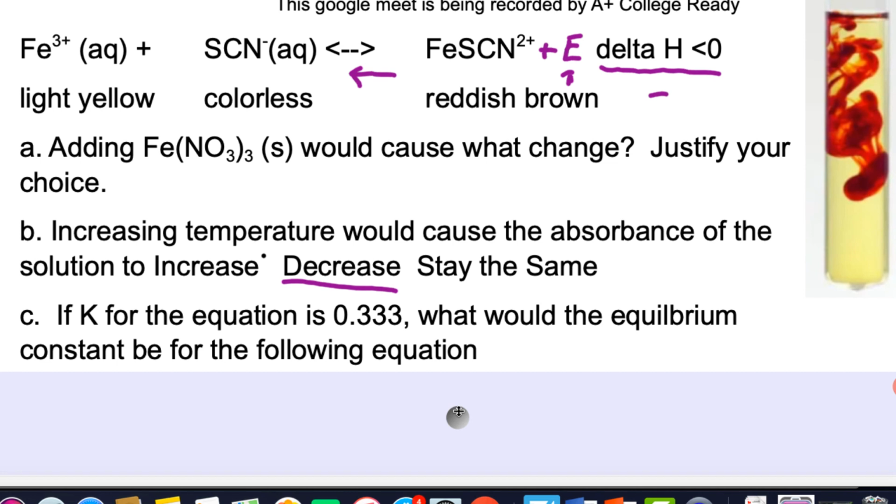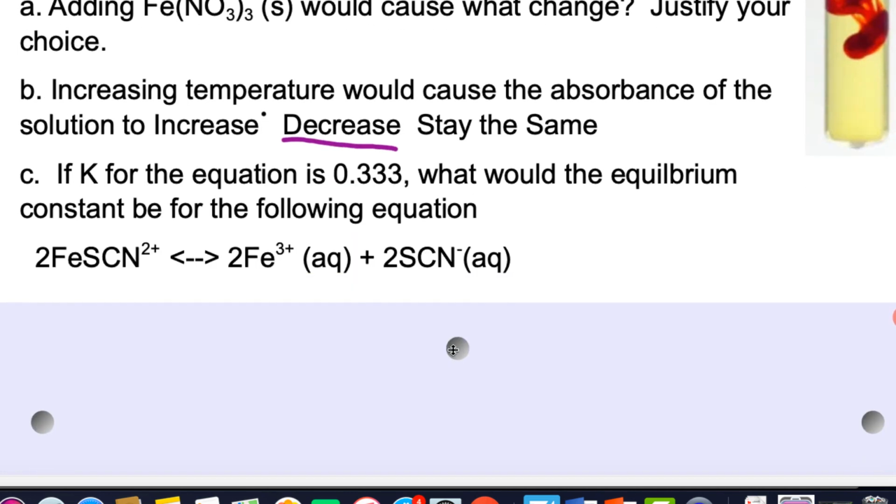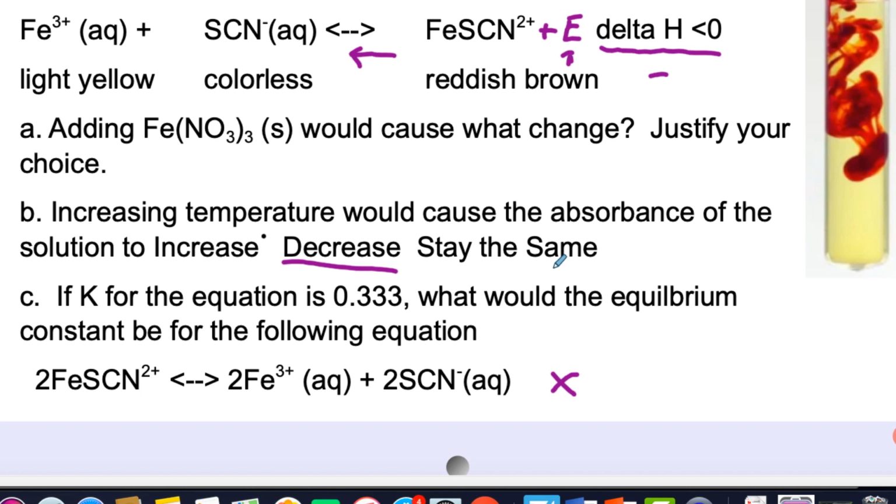They might ask you, here's a value for K for this equation. What would the equilibrium constant be for the following equation? So they give you a value for K, and they say, look at this equation. Well, what they're going to ask you to do is compare this equation to the original equation. If we look back at the original equation, what's the difference between the top equation and the bottom equation? What they've done is they have flipped it and they've multiplied it by 2.